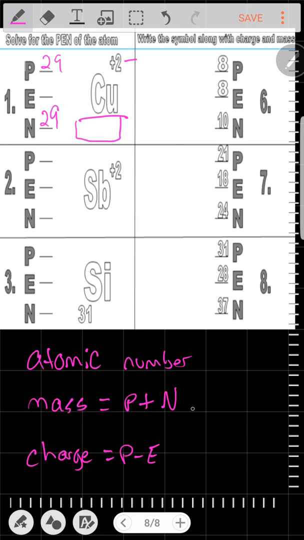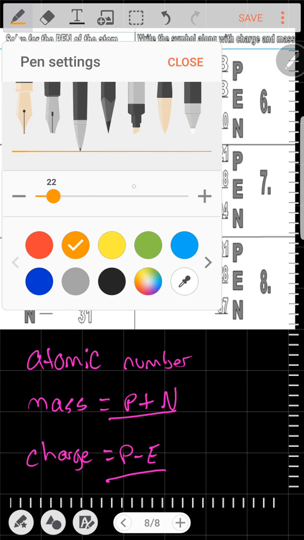And remember, come down to this right here. Charge equals protons minus electrons. So I have a charge of +2, and I have 29 protons. So 29 minus what number will give me +2? Well, that's going to be 27. So I'm going to have 27 electrons. So I figured that one out. Check. Let's do another one then, real quickly.